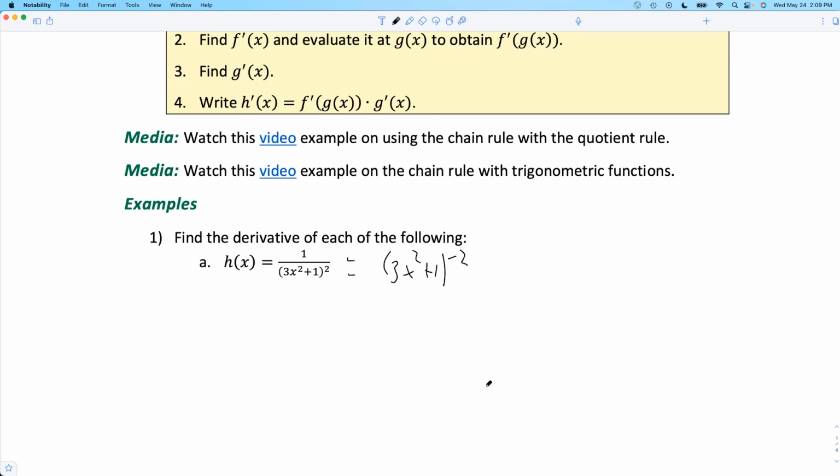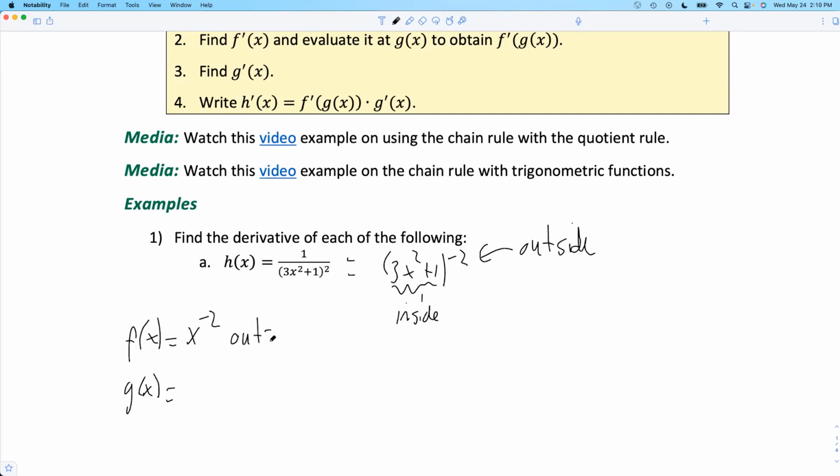Okay, now I have a composition of functions. I've got a function here that's inside another function. This guy here would be my outside function. So when you're looking at chain rule, you always want to think inside and outside. So I'm going to be very explicit here. I'm going to write these out in terms of f and g, just for this one example. So f of x here would be the outside function, which is just junk to the negative 2 power. And g of x would be the inside function.